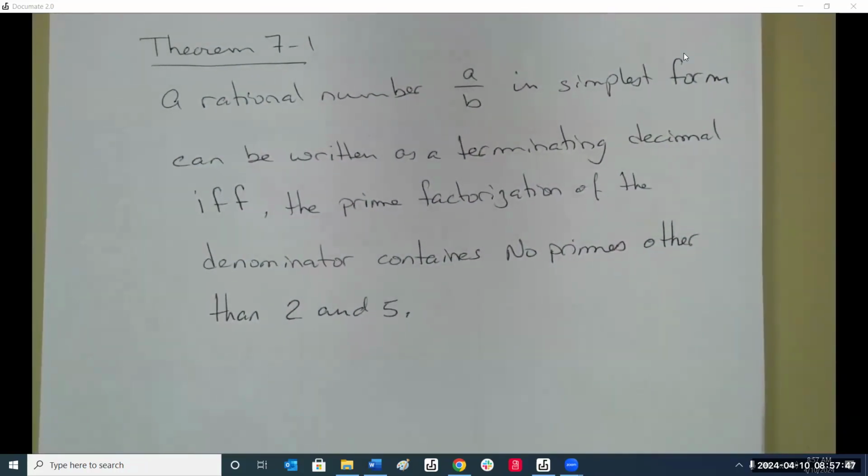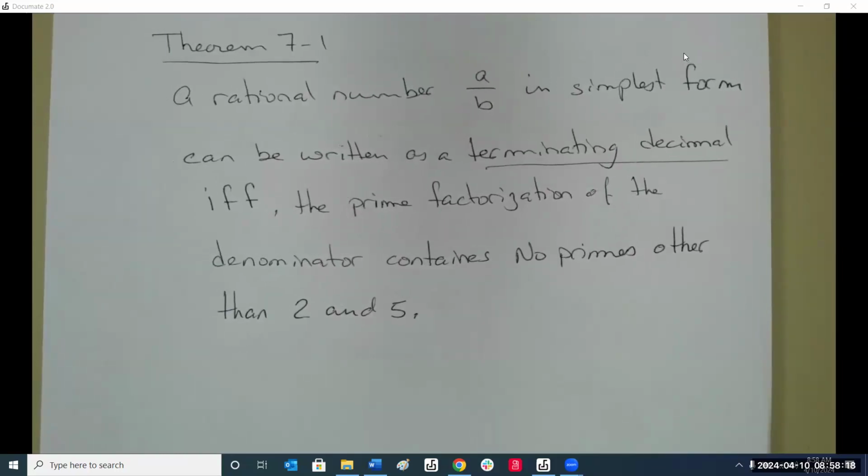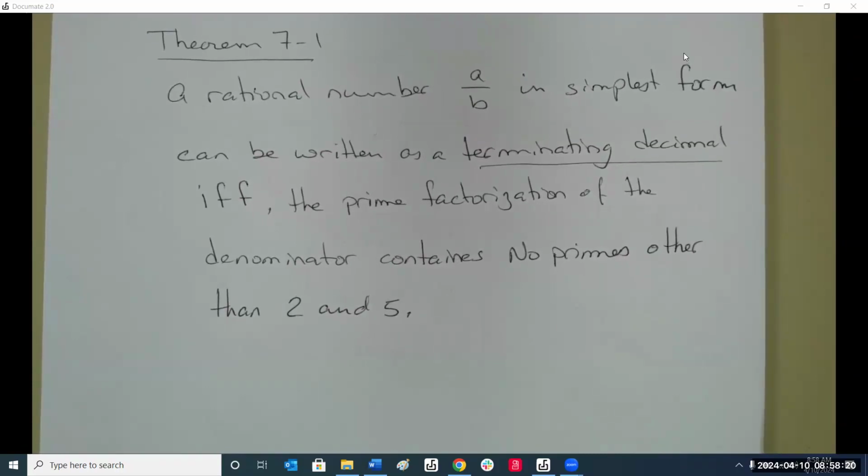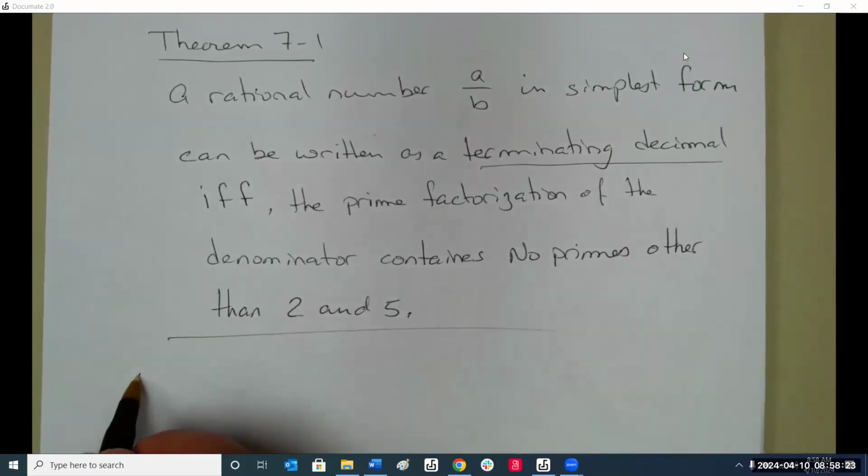A fraction in its simplest form, meaning reduced as far as you can go, can be written as a terminating decimal if and only if the prime factorization of the denominator only contains the numbers 2 and 5. Does that make sense? Let's see.